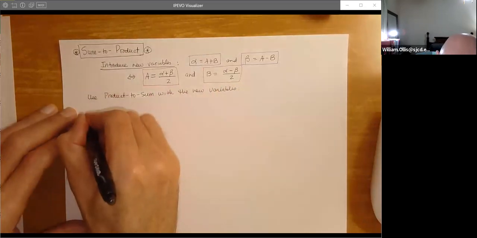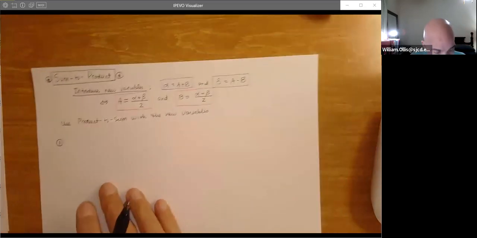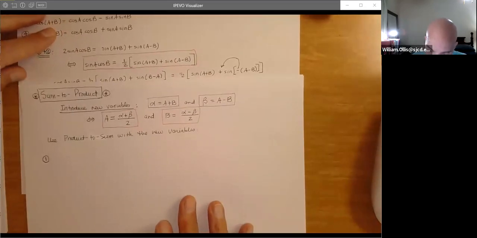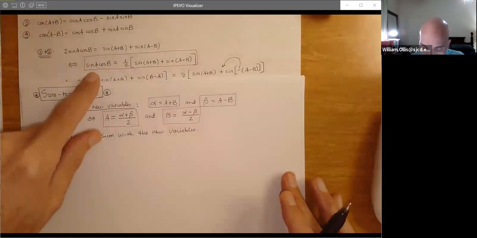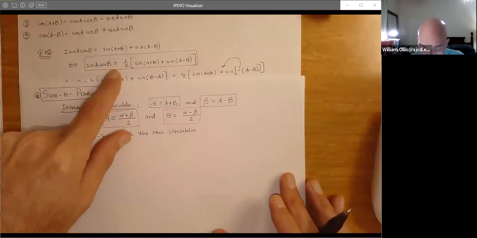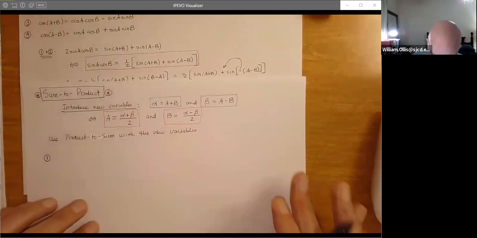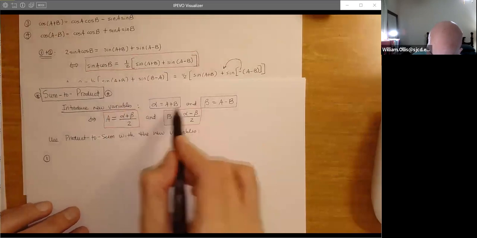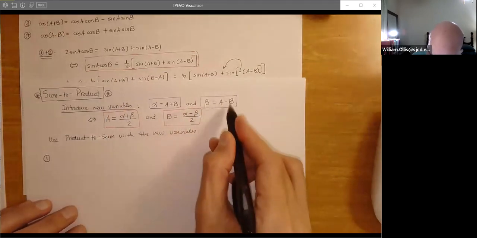Okay, so we're going to write them down. I've got to have my cheat sheet right here. Now notice we're going to have sine alpha plus beta, cosine alpha minus beta, and then hit it with a 2. So now A plus B is alpha, A minus B is beta.